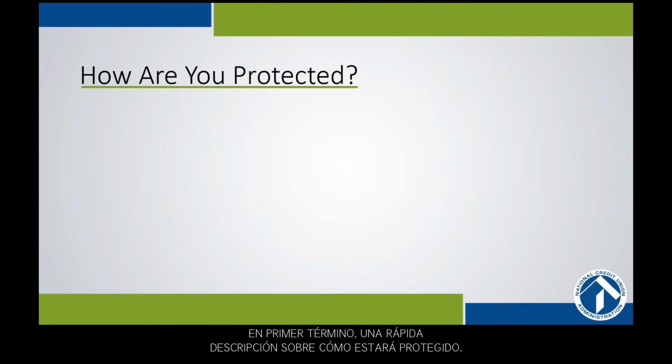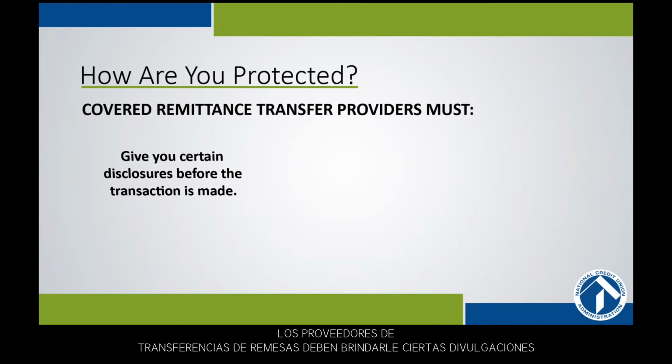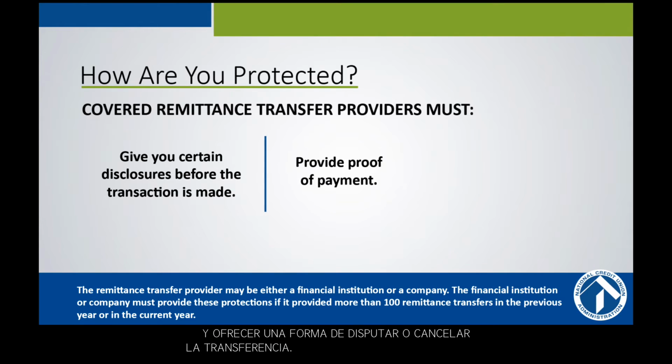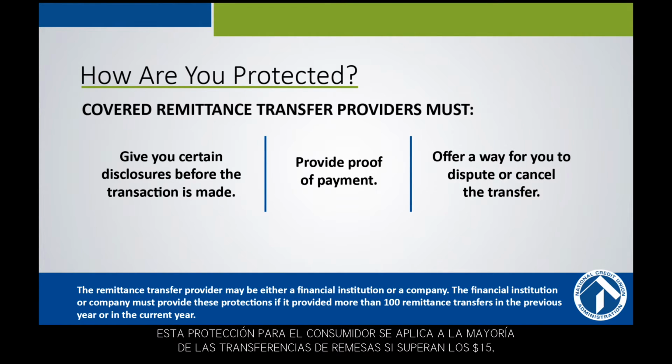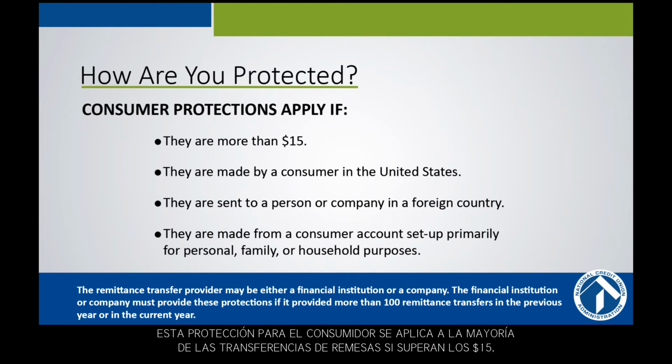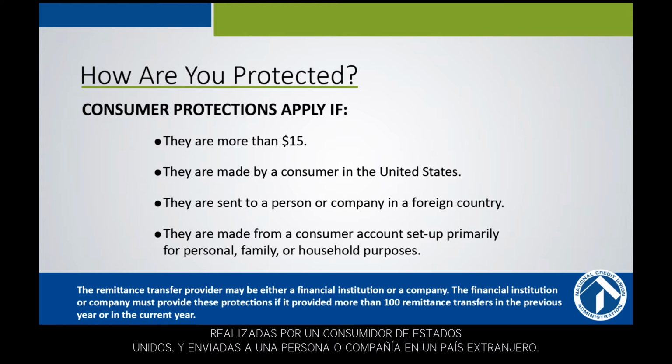First, a quick overview on how you are protected. Remittance transfer providers must give you certain disclosures before the transaction is made, provide proof of payment, and offer you a way to dispute or cancel the transfer. These consumer protections apply to most remittance transfers if they are more than $15, made by a consumer in the United States, and sent to a person or company in a foreign country.